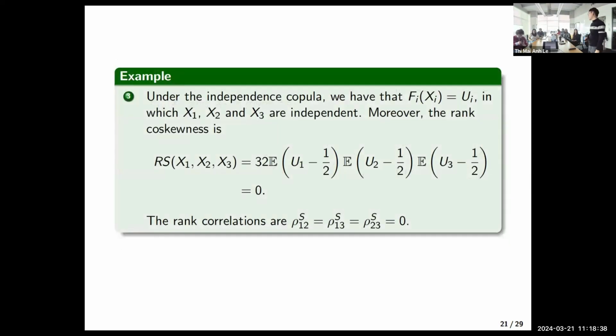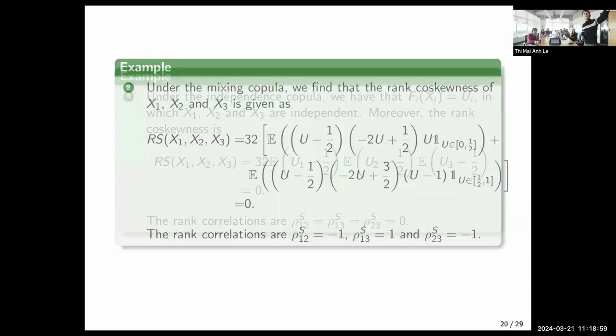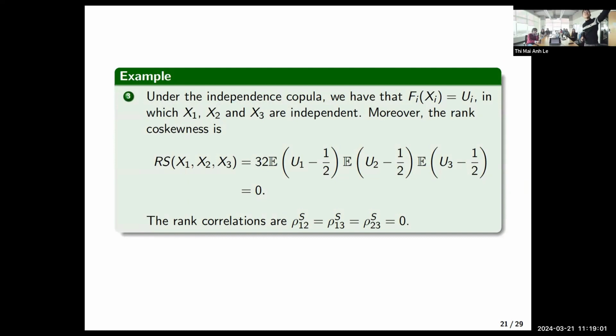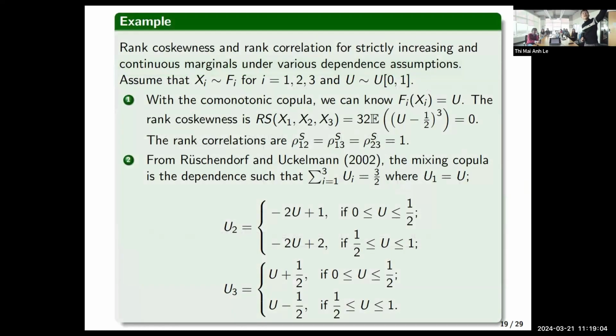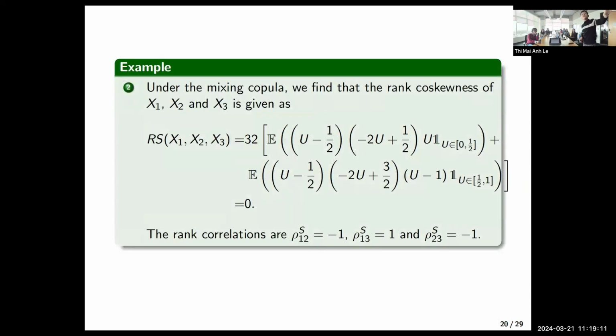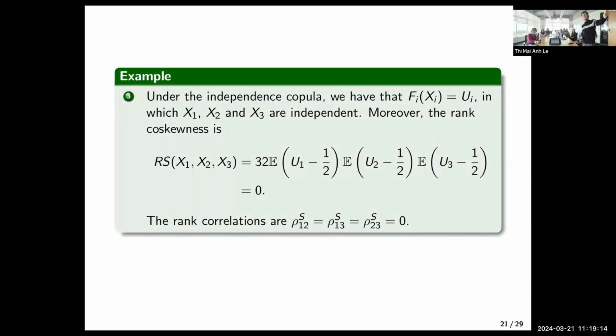In the last example, we use the independence copula. In this case, the rank coskewness and the rank correlations are all equal to 0. So these examples also prove our second proposition: the coskewness is equal to 0 in these examples, but the rank correlations can be 1, -1, 1, -1, or 0.